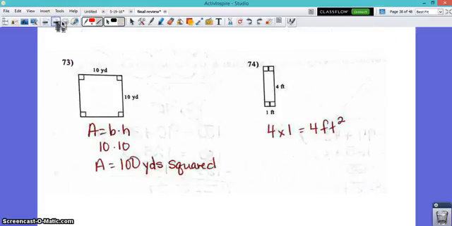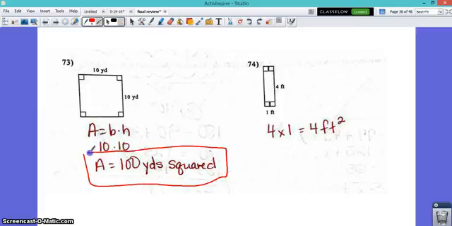73. This one's super easy, 100 yards squared. You know how to do area of rectangles and squares, hopefully, very easily. So that was pretty much a given.